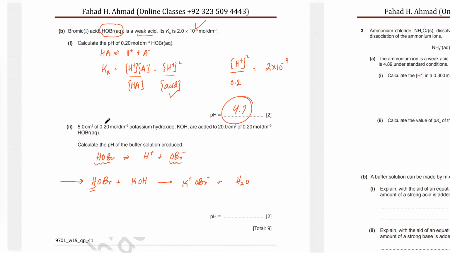So after that, you can figure out the moles. The moles are 5 into 0.2 divided by 1000. You can figure out the moles of HOBr. First thing is find out what's present at the end of the reaction.